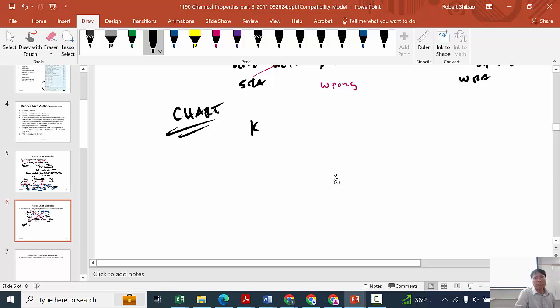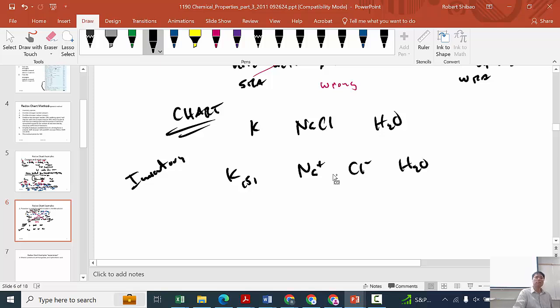And so we do the chart method. For the chart method, we have potassium, we have sodium chloride, and we have water. The first thing is we inventory the major species. The major species are potassium solid, sodium ions, chloride ions, and water.